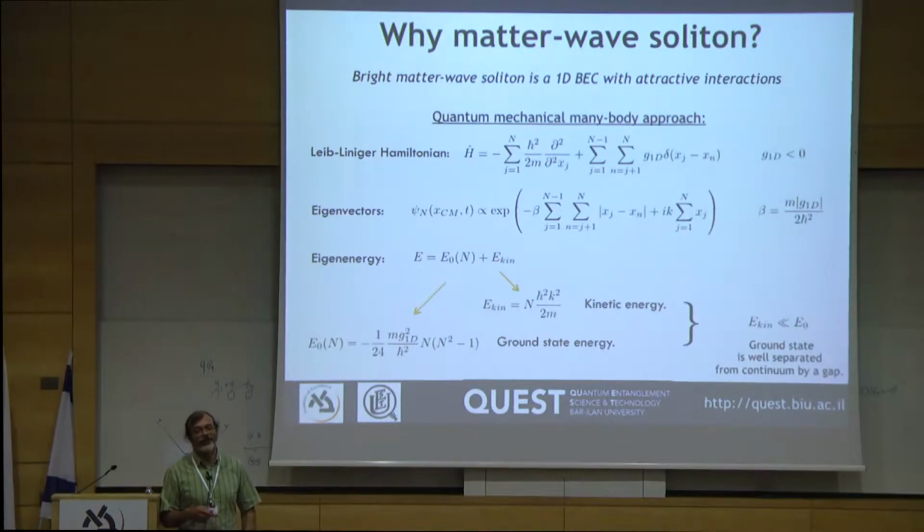Those of you who work in experiments with cold atoms know that this is not a simple task. Anyway, it's difficult. One of the solutions in this story is to go to a small mass of atoms, to a light atom, and to a small number of atoms.